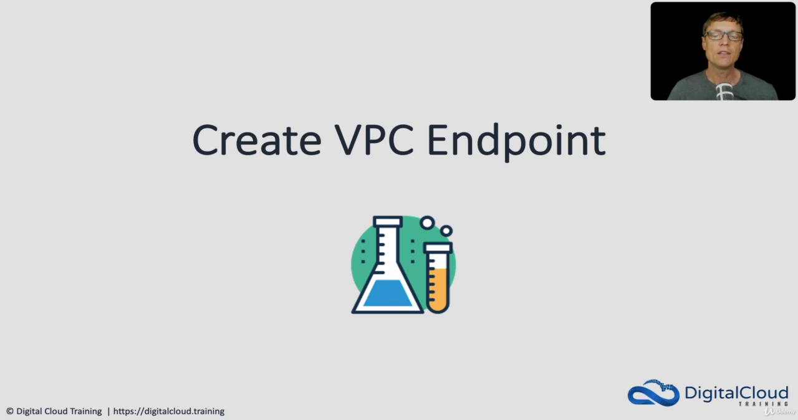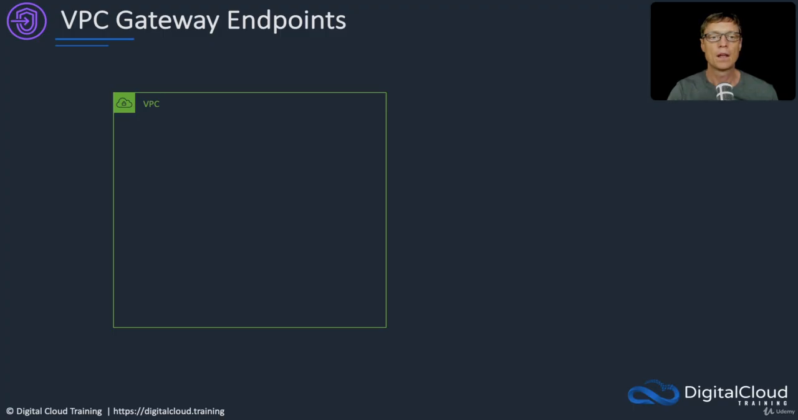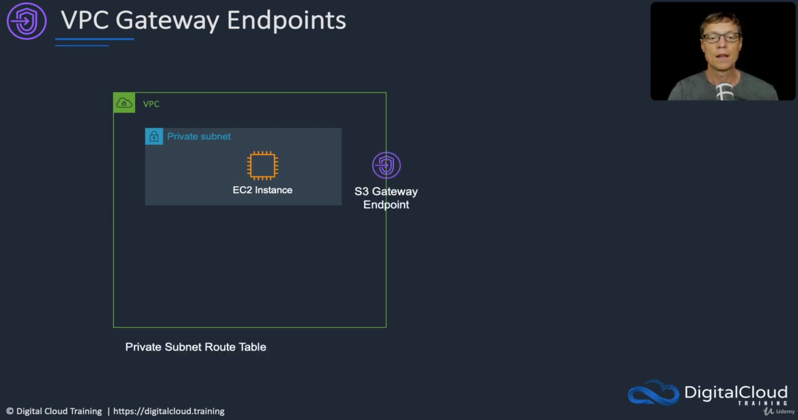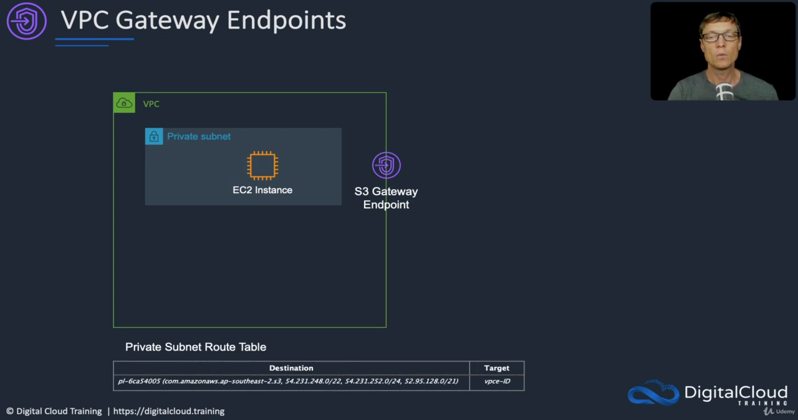Hi guys, so in this hands-on lesson we're going to set up a VPC endpoint. We're going to use a gateway endpoint to access Amazon S3. So we've got a VPC, we've got a private subnet, and we're going to launch an EC2 instance into that private subnet. And what I want to do is I want to be able to connect to Amazon S3. So we're going to create a gateway endpoint that will create a route table entry pointing to the gateway ID.